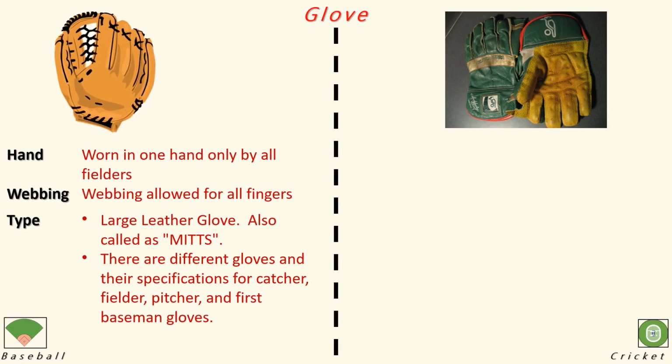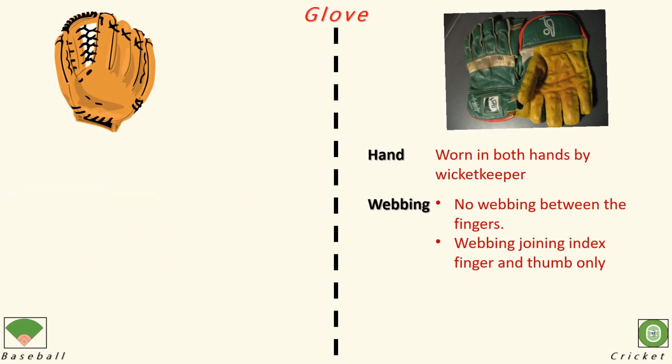Let's now see the baseball gloves. They are worn by all the fielders in one hand only. Webbing is allowed in the gloves used in baseball, and webbing is between all the fingers, like the thumb and the index finger and all other fingers. They are large gloves and they are also called mitts. Note that there are different gloves worn by the catcher, fielder and the pitchers.